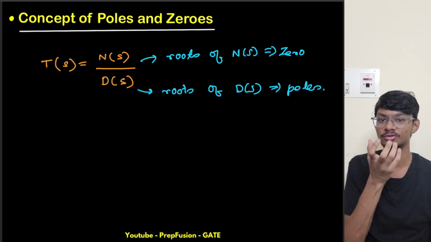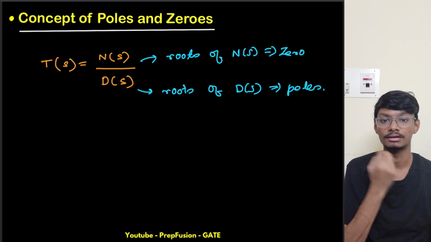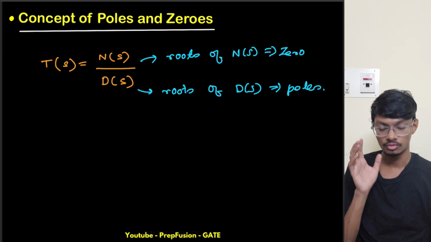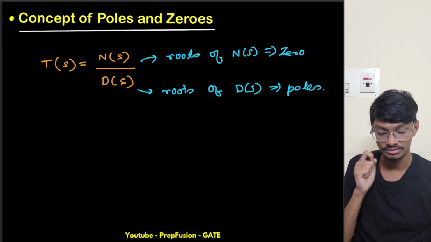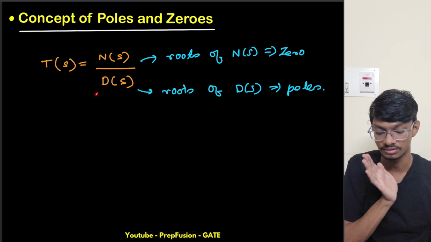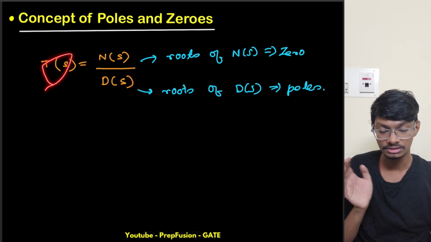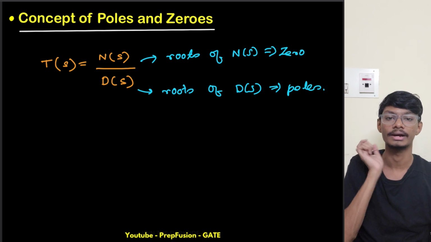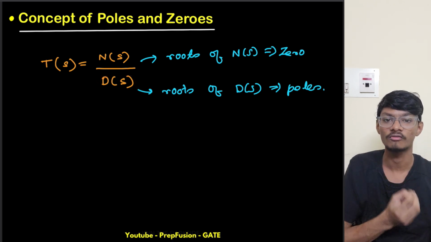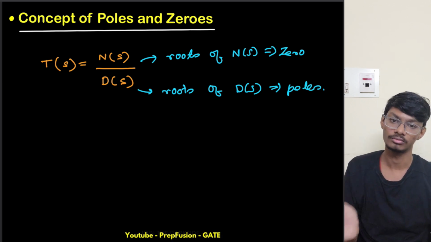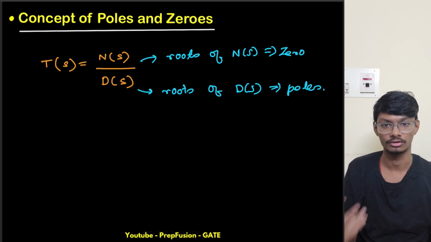The name zero suggests itself. And what do you mean by poles? For that value of s for which the denominator of the transfer function becomes 0, or the magnitude of the transfer function goes to infinity, that value of s is known as the pole of that transfer function. There may be multiple poles and zeros, that we already know.